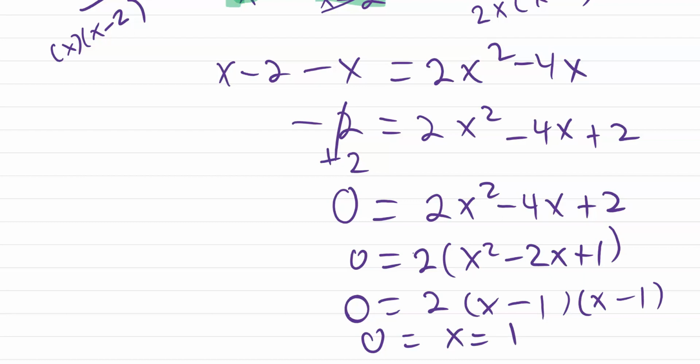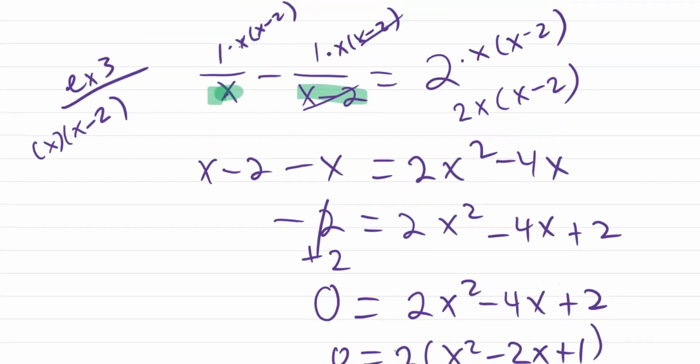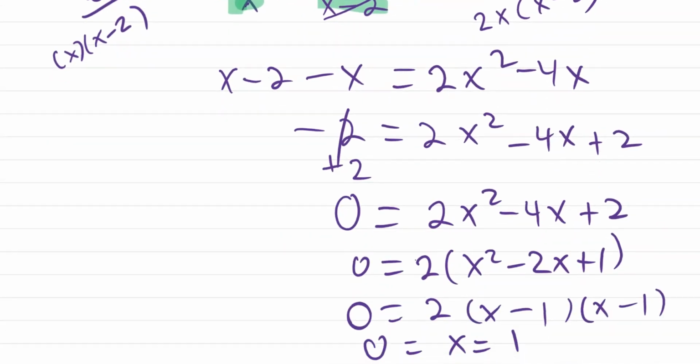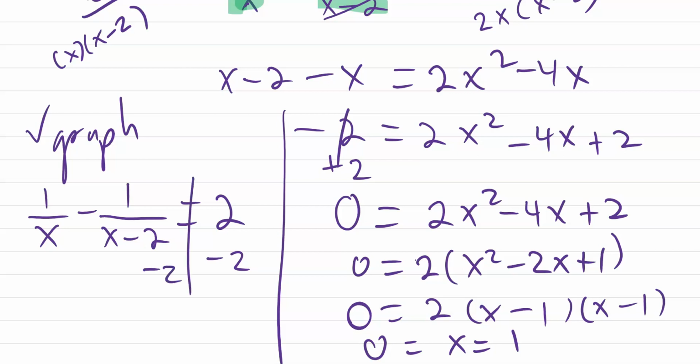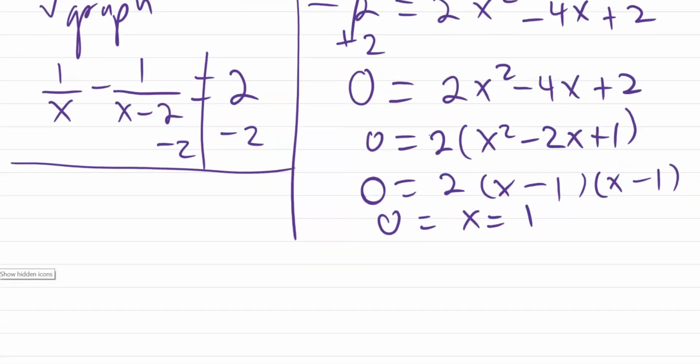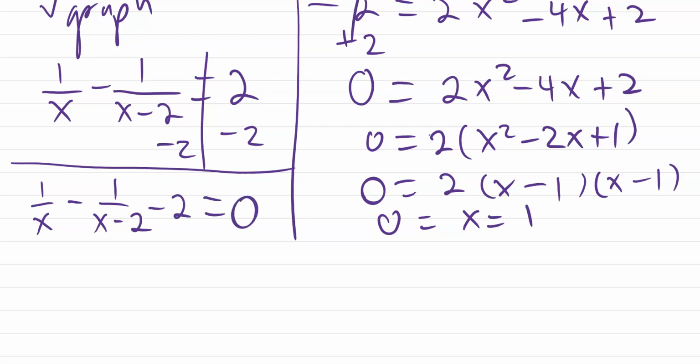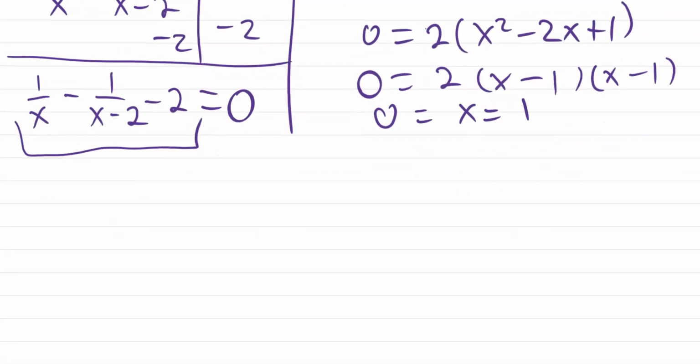So what would I graph if I wanted to see this, right? I would not graph these two equations. What I would do is take the equation and I would get it set equal to 0. So really 1 over x minus 1 over x minus 2, all minus 2 equals 0. And this is what I would graph and find out where does it equal 0. Should be at 1. Okay?